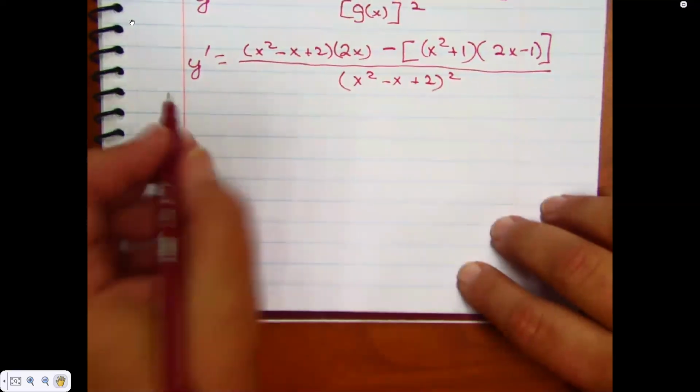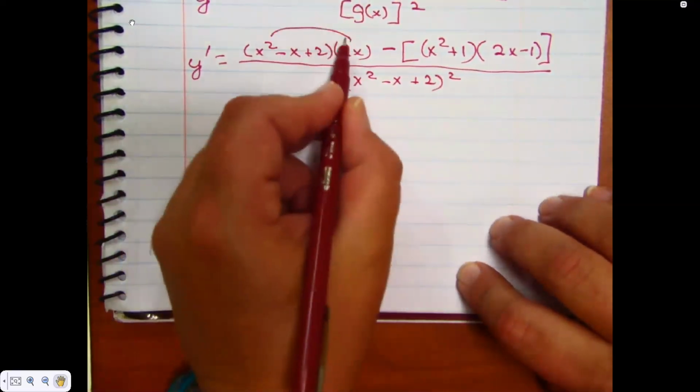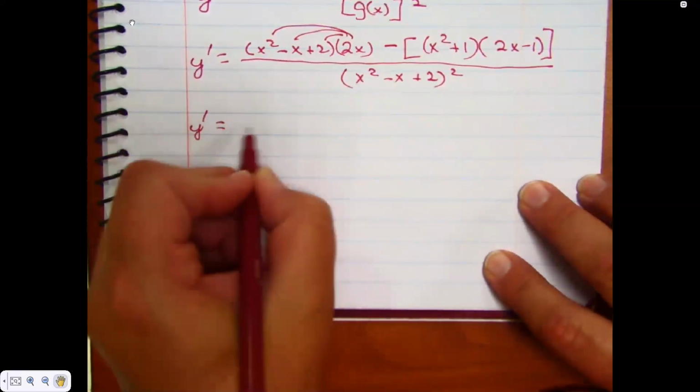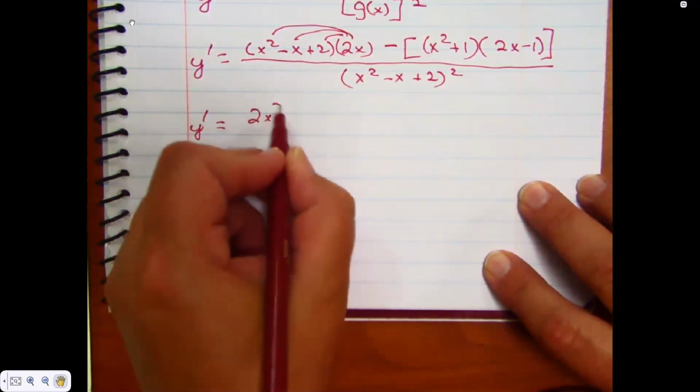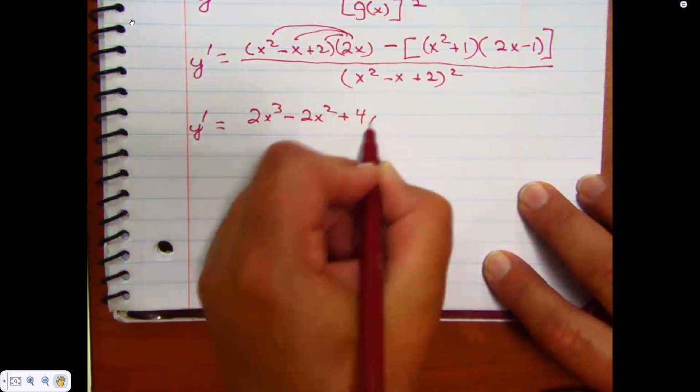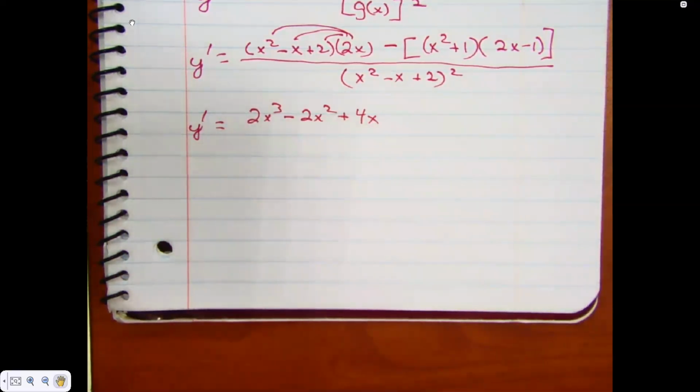All right, so just distribute the 2x. We don't have to FOIL that first one, so that's kind of nice. Well, what is it? 2x to the third minus 2x squared plus 4x. Now, is that too quick? Remember, you multiply the numbers in front, add the exponents, okay?